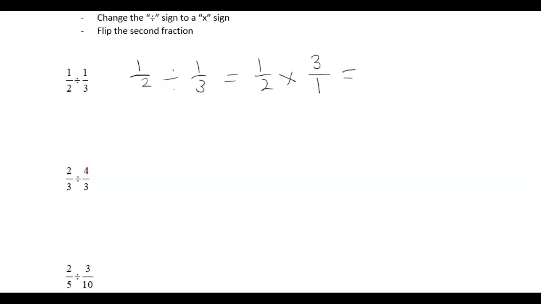And now it becomes a multiplication. So we just do 1 times 3, so we multiply our numerators, and then 2 times 1. And there's our answer, 3 over 2, and we can put that as a mixed number, which is 1.5. All right, moving on to the next one.